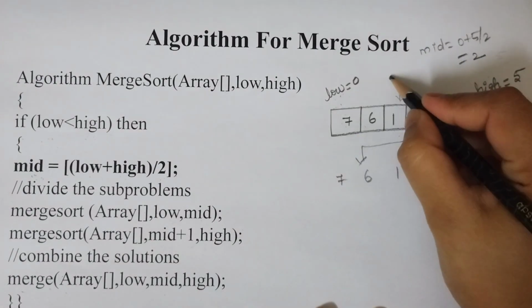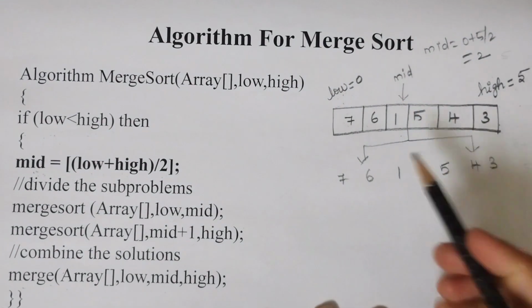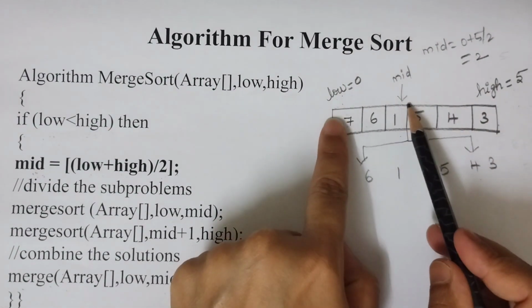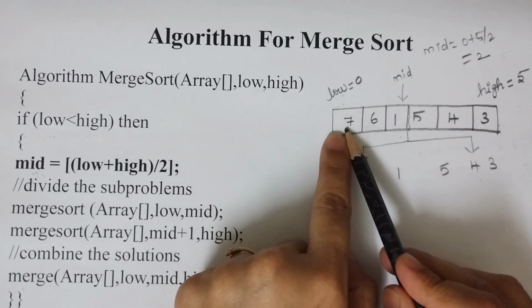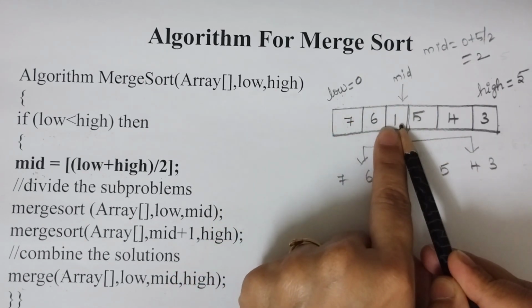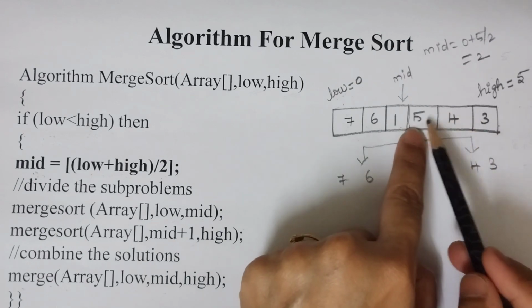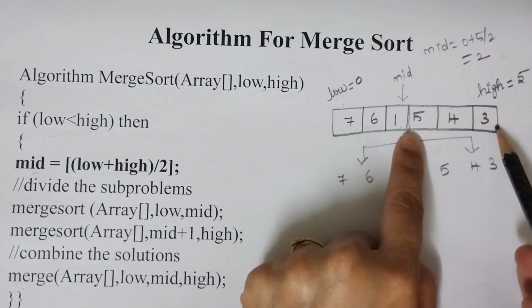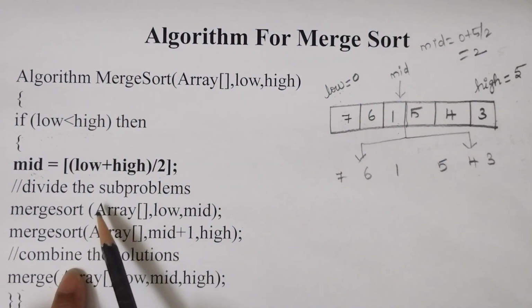Now this 1 is my mid element. Right, so how am I going to divide this array? The first array contains the low value up to the mid value, and my second array contains what? Mid plus 1 and then the high value. So that is what is given here.